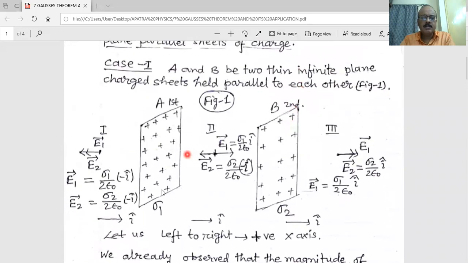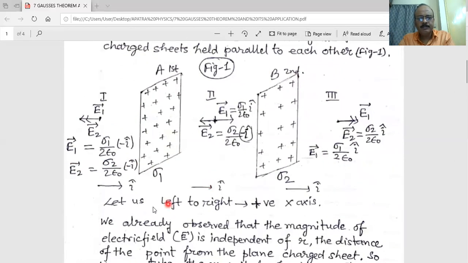Here, look at the picture. One sheet A, another sheet B. They are separated, but they are parallel. The charge density of plate A is sigma 1, and for plate B it is sigma 2. Both are positively charged. That means A and B both are positively charged sheets. Look at the picture very carefully.